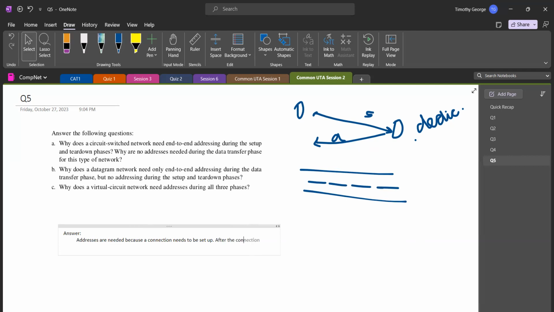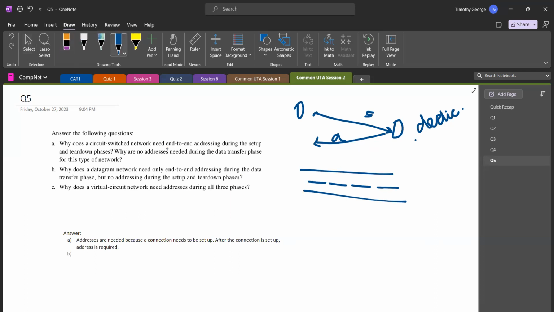After the connection is set up, no address is required. Okay. What about the second part? So this is A part. What about the second part? Why does a datagram network need only end-to-end data transfer, but no addressing, setup, and teardown?